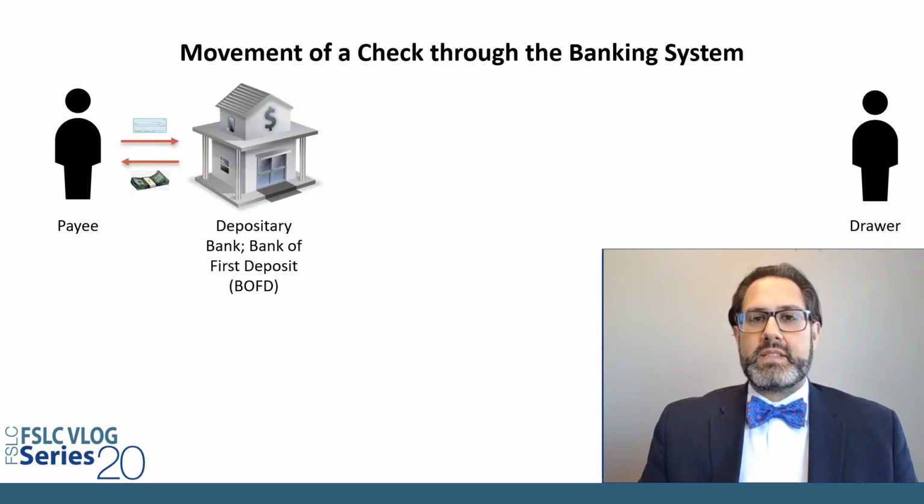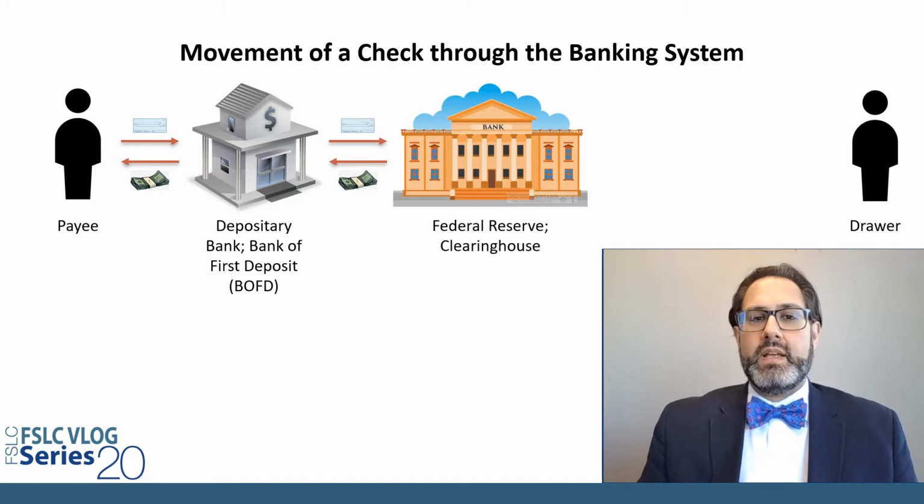The payee takes the check to its bank, referred to as the depository bank or the bank of first deposit, presents the check, and in turn receives money for the check, either over the counter or as a deposit into the customer's account. The depository bank then takes the check to the Federal Reserve or to a clearinghouse, again hands over the check and receives funds.